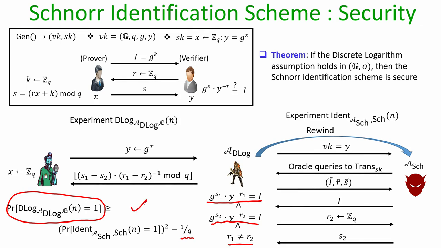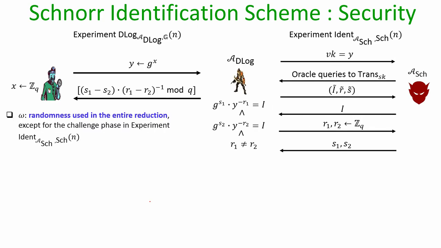So, now let us try to prove this claim formally. For this I introduce some notations here. Let little omega denote the randomness used in this entire reduction except the challenge values R1, R2 which are picked by the discrete log solver. So, this little omega denotes the randomness used by the challenger in the discrete log experiment, the randomness used by the adversary against the identification scheme, and also the randomness used by the discrete log solver except for the randomness used to pick the challenges R1 and R2 in this whole experiment.